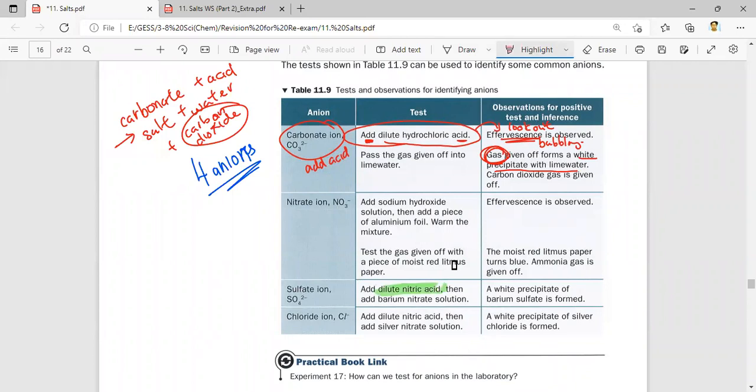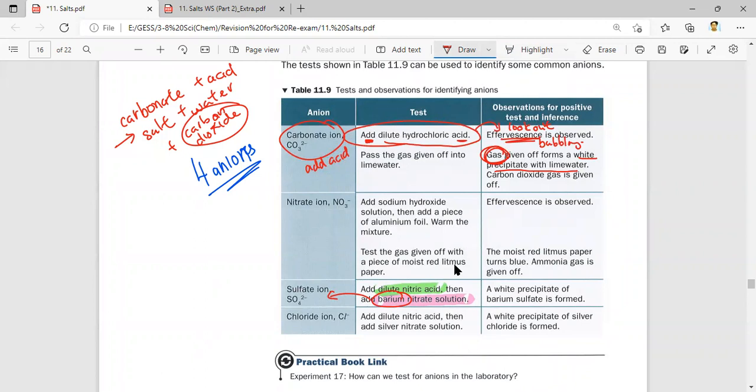Take note, the main thing that tells you I'm testing for sulfate is really the word barium. Whenever you see the word barium being added and you're trying to test for an ion, the word barium is a giveaway. When you see barium nitrate or barium chloride being used, you're trying to test for the sulfate. So barium nitrate solution is really the test for your sulfate ions.